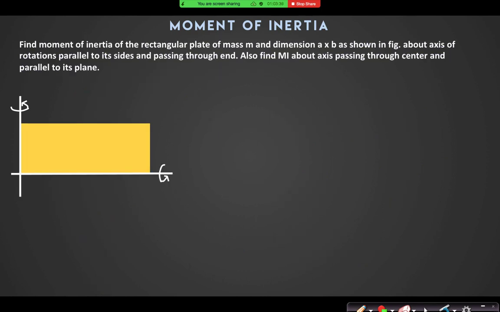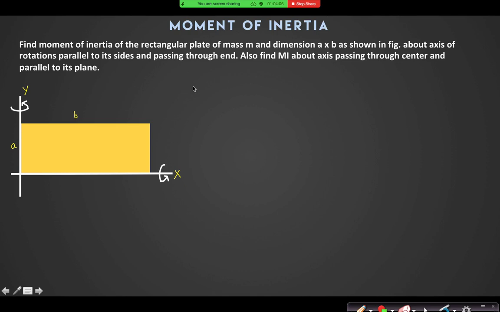Can you find the moment of inertia of a rectangular plate of mass m and dimension a into b? You can assume this dimension to be a and this dimension to be b, about the axis of rotation parallel to its sides passing through the end. Can we do it like the stretching of a rod? Yes, you should do it in this way.